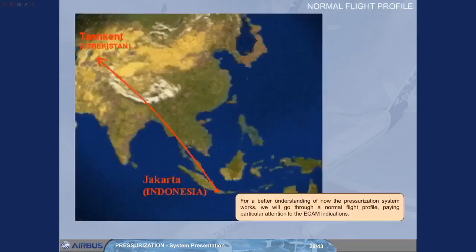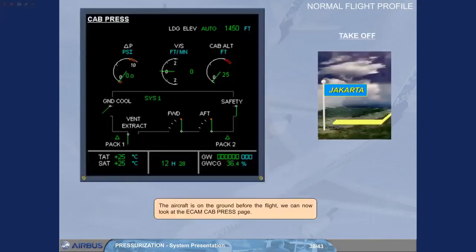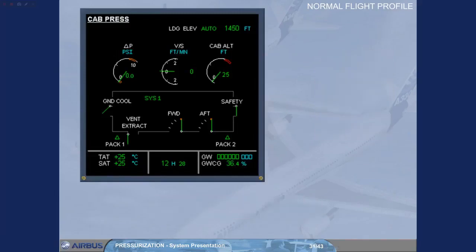For a better understanding of how the pressurization system works, we will go through a normal flight profile, paying particular attention to the Ecam indications. The aircraft is on the ground before the flight. We can now look at the Ecam cabin pressurization page. Observe that the outflow valves are fully open. The differential pressure is 0, there is no vertical speed, and the cabin altitude is indicating the field elevation of the departure airfield.